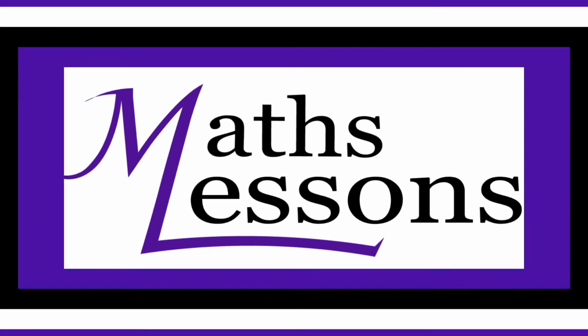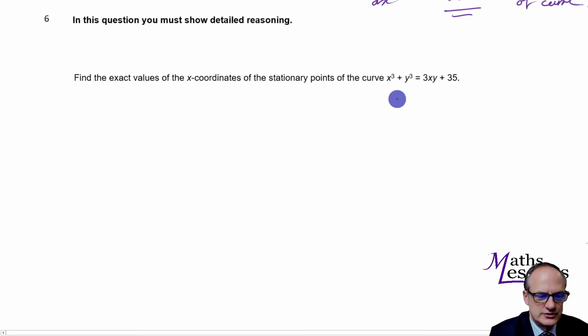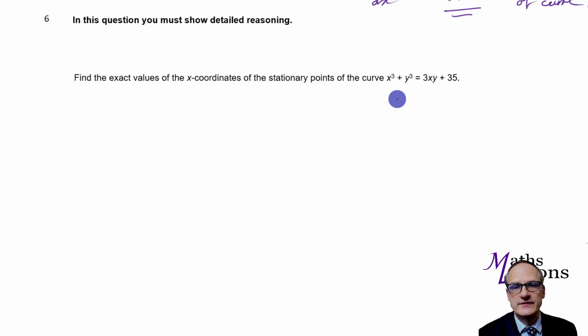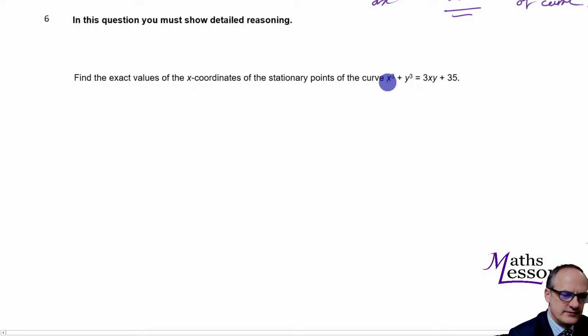Right, time's up. So let's have a look at this question. We've got to find the exact values of x coordinates for stationary points of the curve x cubed plus y cubed equals 3xy plus 35. This actually is a standard question, so it's another one where you should be trying to knock off in a lot less time than the marks. This is a 9-mark question, hence why I gave 9 minutes, but you should be trying to get it done in 5, really. So let's differentiate implicitly with respect to x.